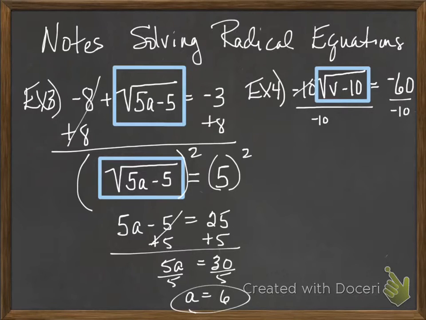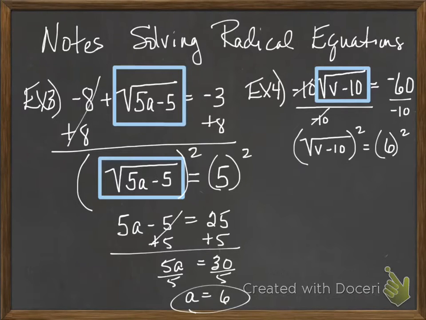So the negative 10s are going to cancel, and you're going to get the square root of v minus 10 is equal to what? Negative 60 divided by negative 10 is positive 6. Now once the square root is by itself, this is when you're going to square both sides of your equation.